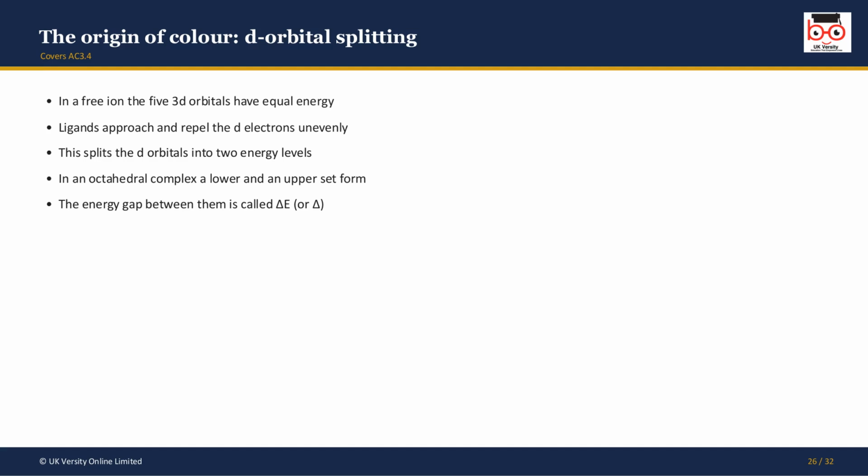So why are transition metal complexes coloured? In a free metal ion, the five 3d orbitals all have exactly the same energy. But when ligands approach, they repel the d electrons unevenly, and that splits the 3d orbitals into 2 different energy levels. In an octahedral complex, you end up with a lower set and an upper set, and the energy gap between them is written as ΔE, or just delta. That gap is the key to the colour.